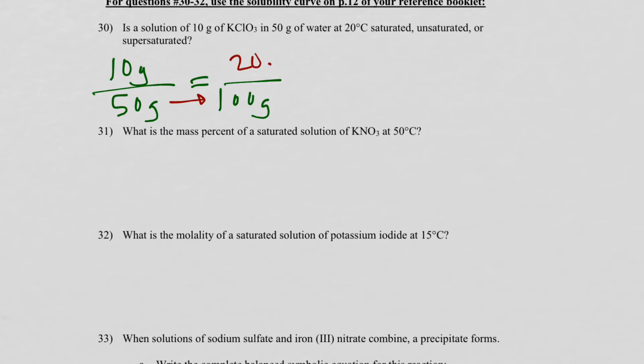But the reason why it's important to know the concept of using a proportion is so if it's not simple, like 50 to 100, you know you can solve it using a proportion. So what would a solution of 20 grams in 100 grams for KClO3 be? Saturated, unsaturated, or supersaturated? And it is, in fact, supersaturated. Why is it supersaturated? Because the point is above the line.